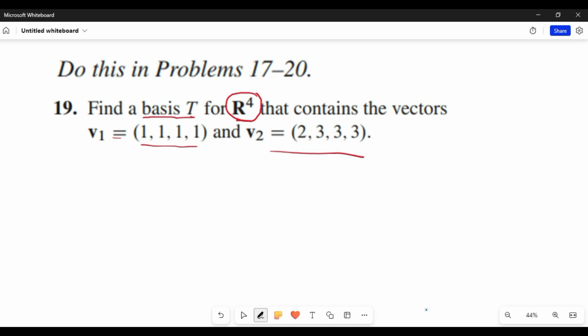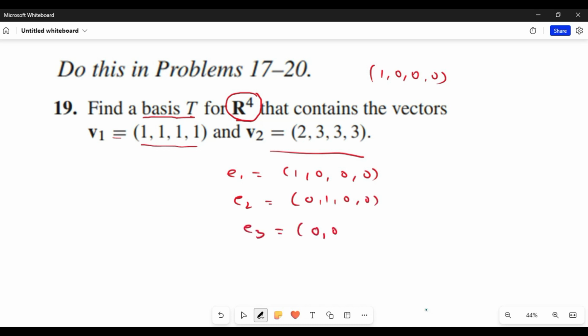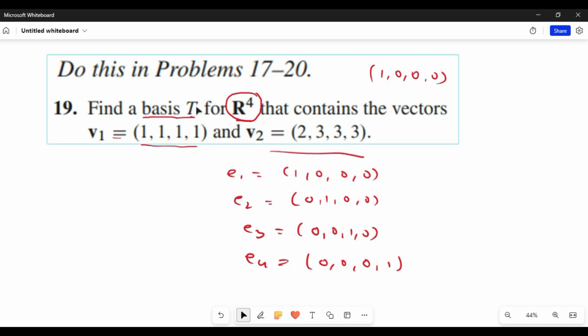The fundamental basis for R power 4 will have 4 vectors. They are E1 = (1, 0, 0, 0), E2 = (0, 1, 0, 0), E3 = (0, 0, 1, 0), and E4 = (0, 0, 0, 1), the unit vectors, isn't it? And I include these 2 vectors v1 and v2. So out of these 6 vectors, we need 4 independent vectors. That's all. Then T will be a basis for R power 4.